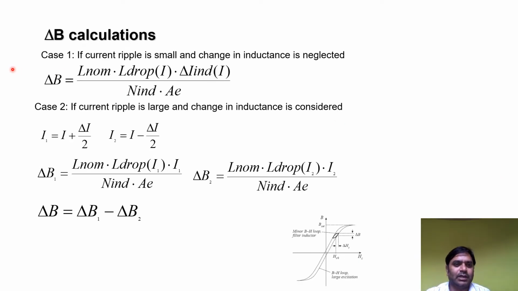Next we are going to calculate the flux density swing. So how to calculate this? In case one, if the current ripple is small and the change in inductance is neglected, then we can calculate delta B directly as L nominal into delta I of the inductor upon number of turns of the inductor into the cross section area. In case two, if the current ripple is large and change in inductance is considered, then I1 will be I plus delta I by 2 and I2 will be I minus delta I by 2. So delta B1 we can calculate like this and delta B2 like this, and then delta B equals delta B1 minus delta B2, which we can see here in the hysteresis loop.